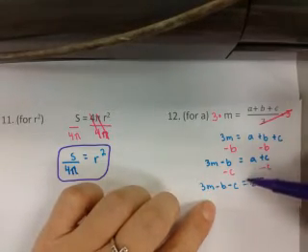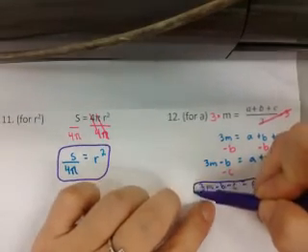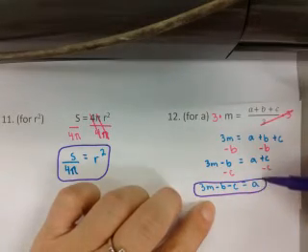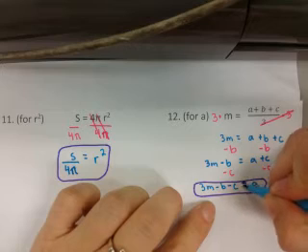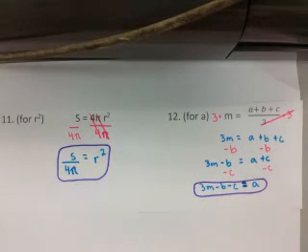Now, I would accept it if you had the minus c followed by the minus b, but generally speaking, it's good practice to go in alphabetical order. So, here's our final answer on problem 12.